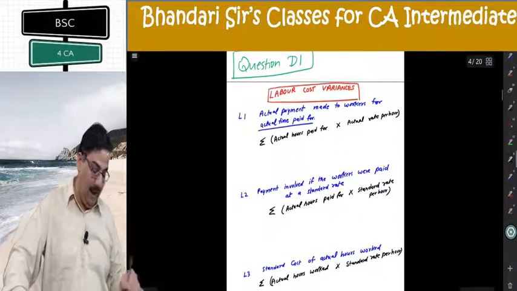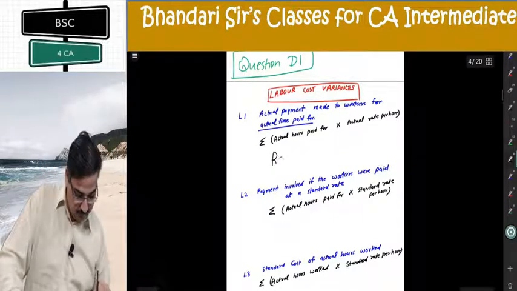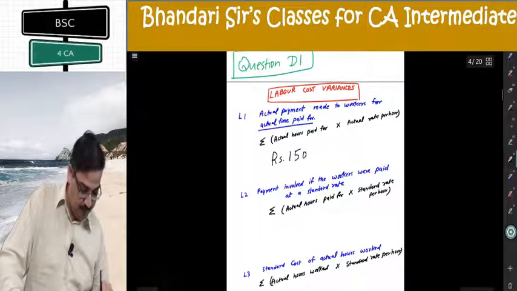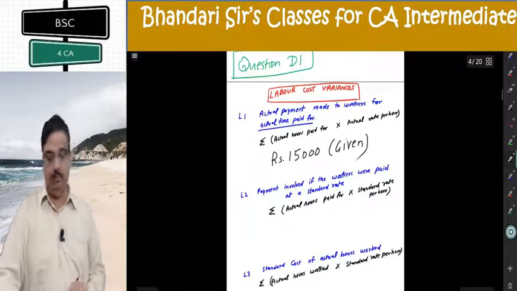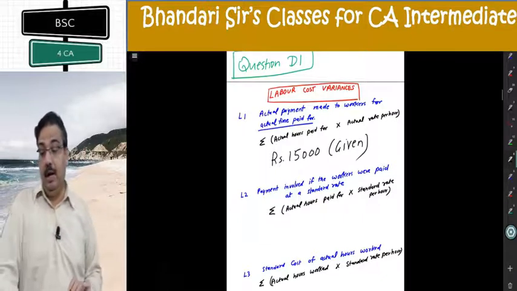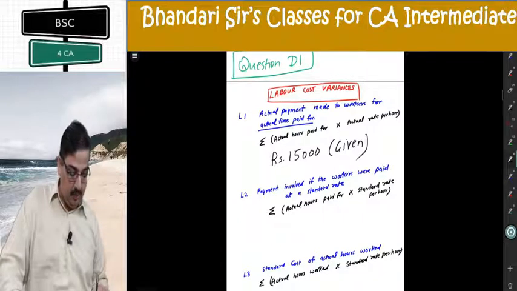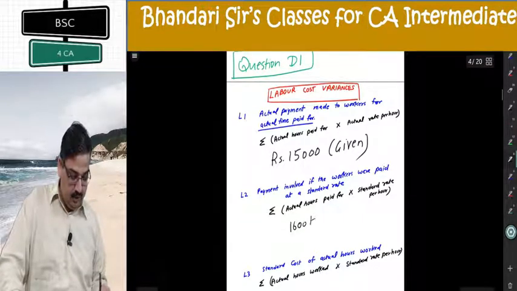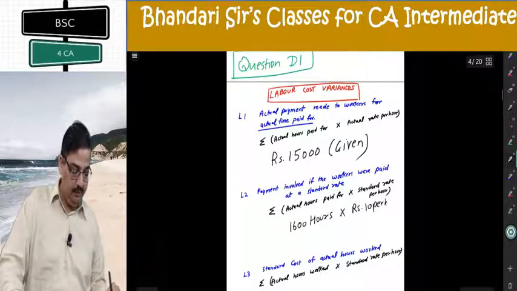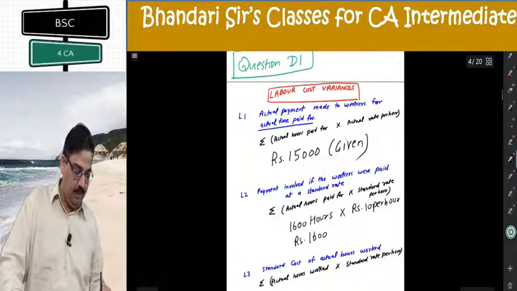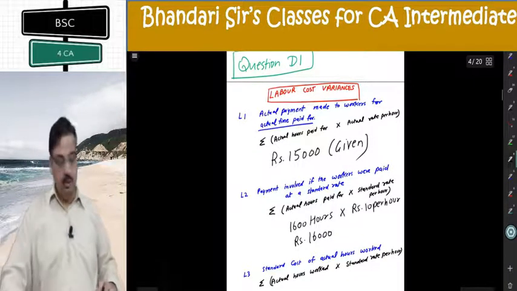So they are paid actually rupees 15,000 given. Now, rate per hour was 10 per hour and 1600 hours were there. 1600 hours multiplied by rupees 10 per hour. So, rupees 16,000 is computed as L2.